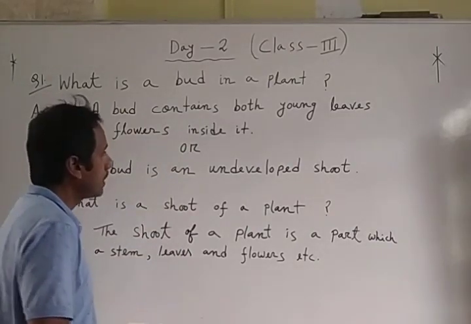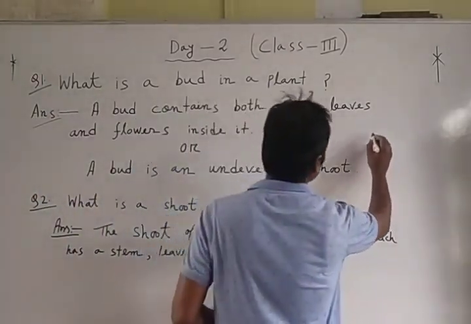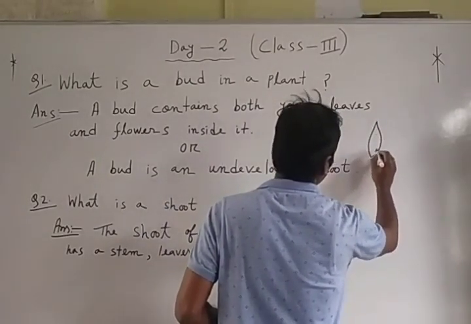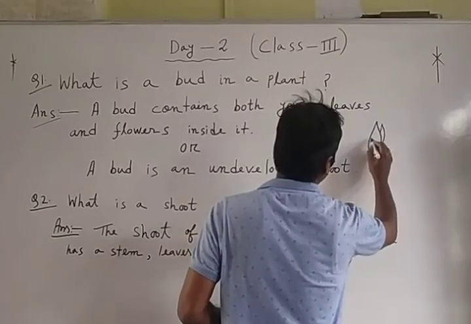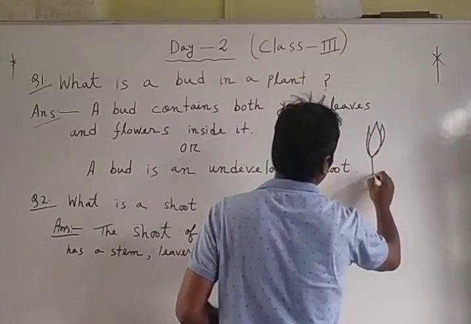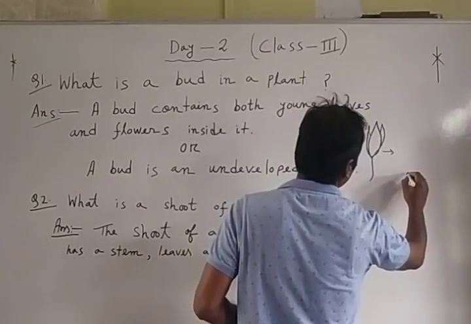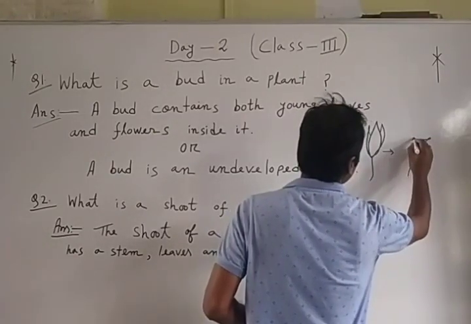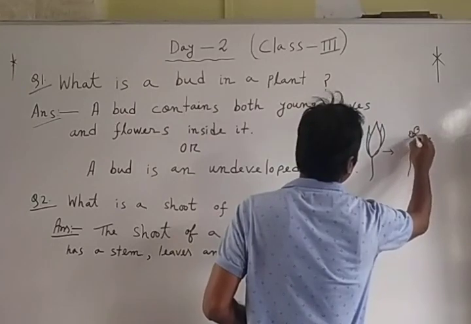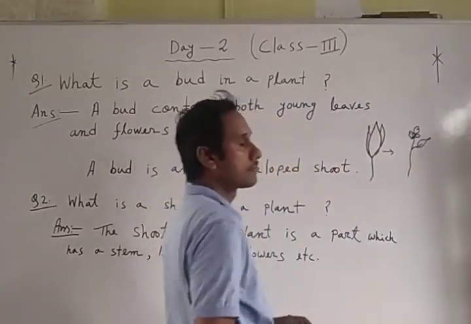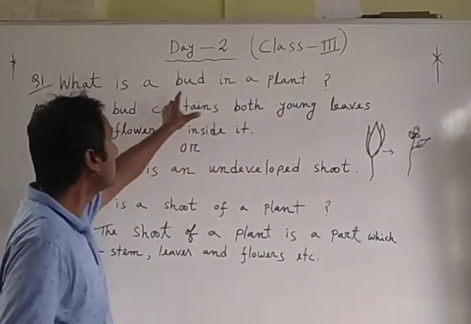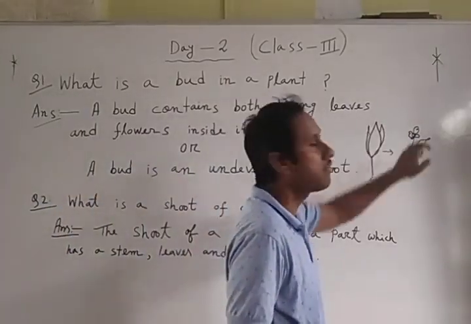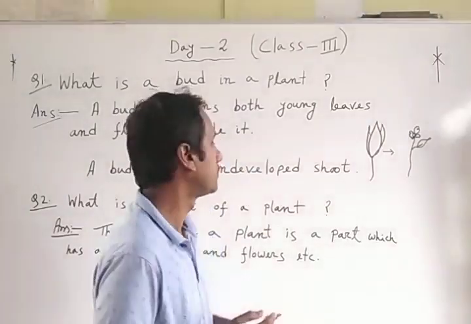So let's see, the bud looks like this at first. It is undeveloped. Look here. This is undeveloped. And when it develops, what will happen? New leaves or new flowers come out.